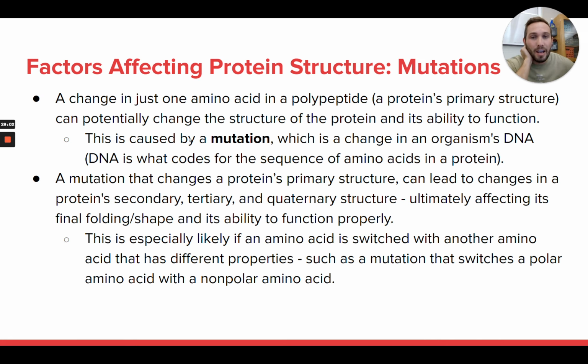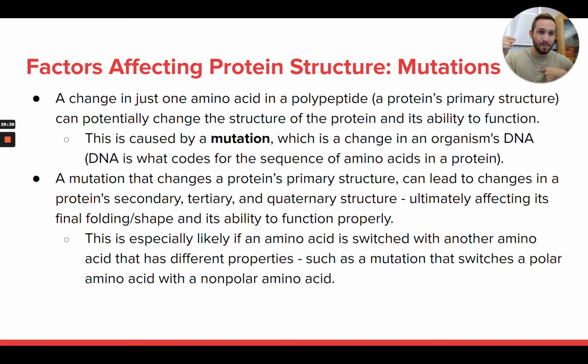And so if you look at the information here, it says a change in just one amino acid in a polypeptide, which is its primary structure. Like let's just say I changed one of those amino acids in that long chain. That could potentially change the structure of the protein and how it's going to end up folding up, which could then affect its function. And so this would happen when you have a mutation. A mutation is when your DNA changes. There's a change in your DNA, and it's your DNA that actually determines or controls the sequence of amino acids. So your DNA has the instructions for what order these amino acids are supposed to be in.